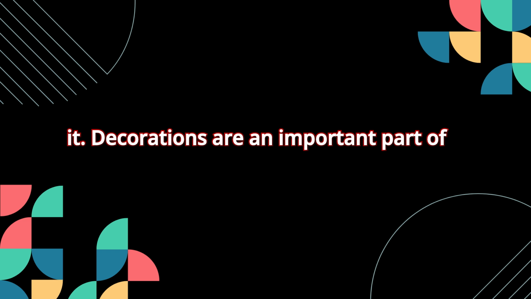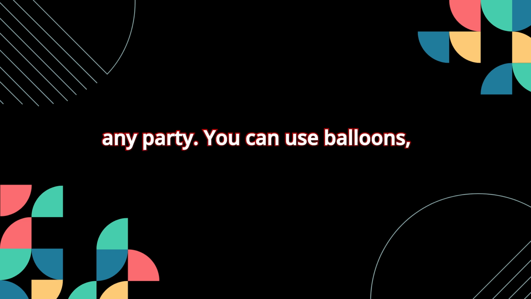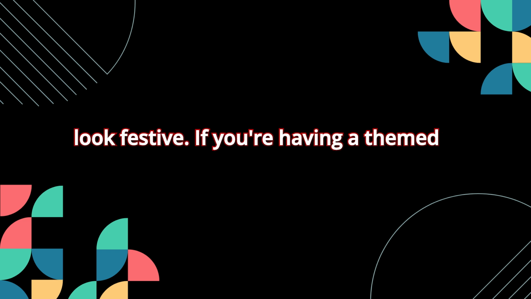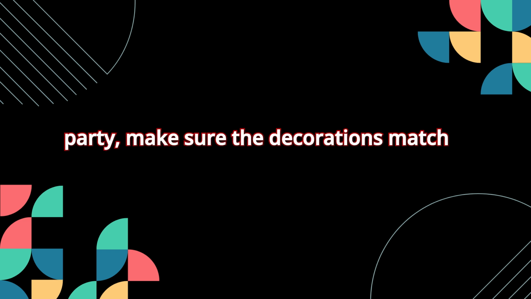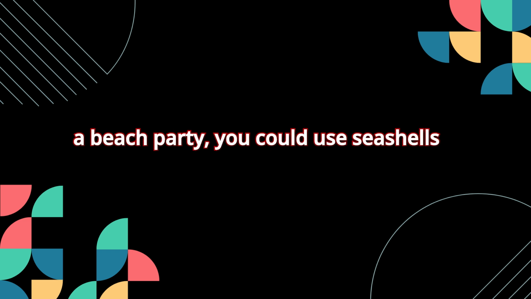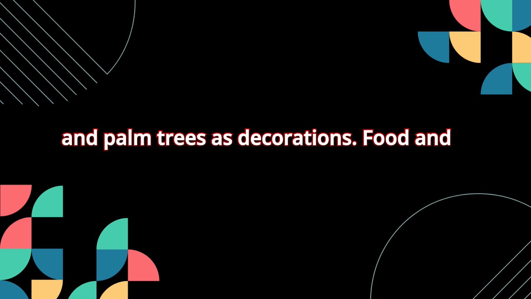Decorations are an important part of any party. You can use balloons, streamers, and banners to make the place look festive. If you're having a themed party, make sure the decorations match the theme. For example, if you're having a beach party, you could use seashells and palm trees as decorations.